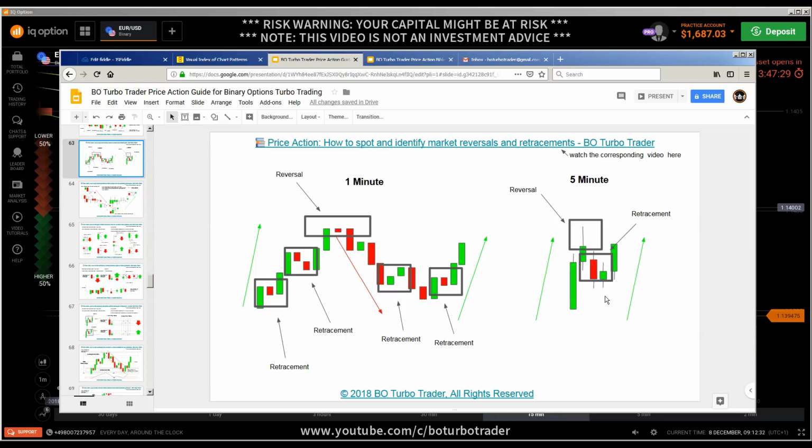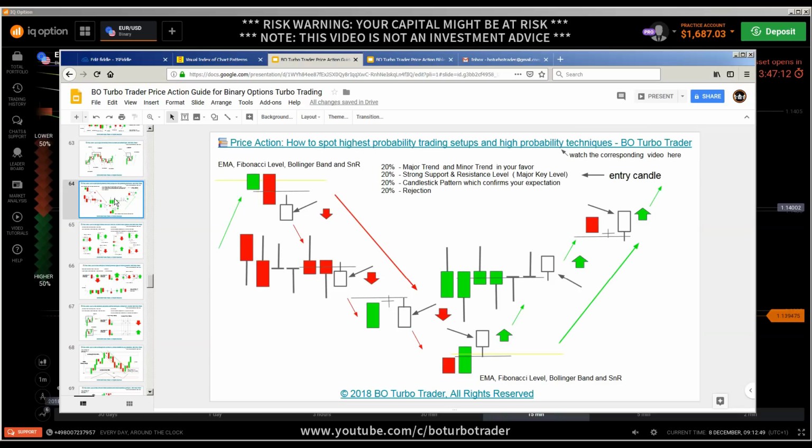If you have a lower shadow in an uptrend, then you can expect that there will be a continuation of this uptrend. If you have an upper shadow which is bigger than the lower shadow, and a bearish candle, then you can expect that price will continue going down. It's all a question of probability. So then the video about the highest probability trading setups, and the high probability techniques.